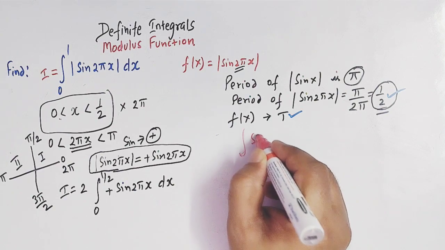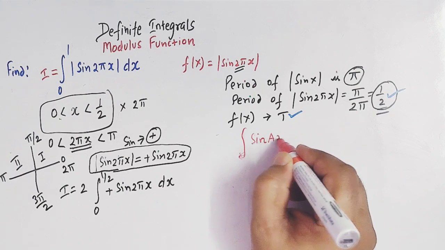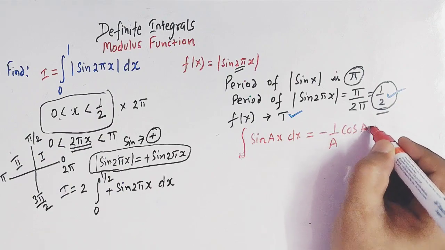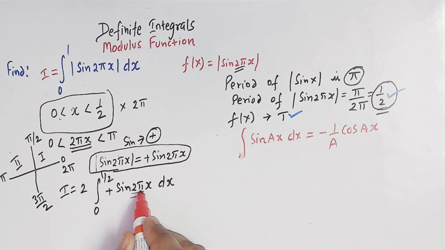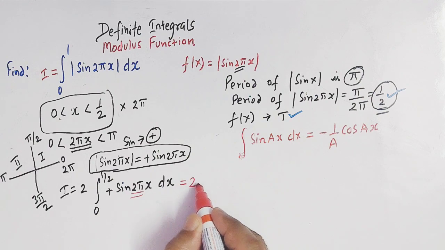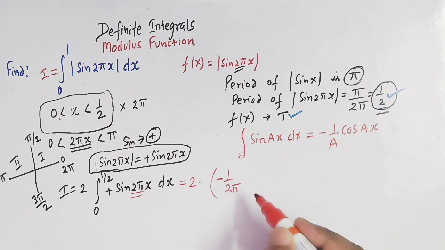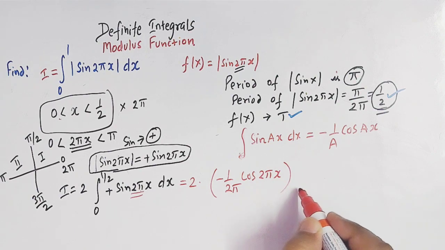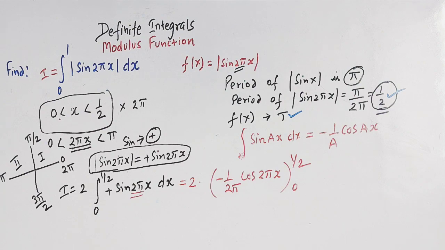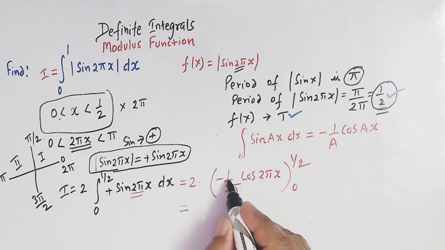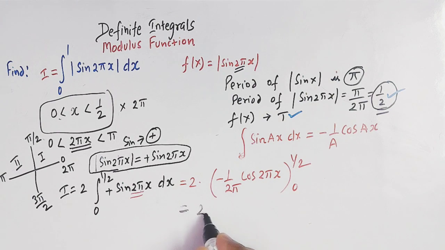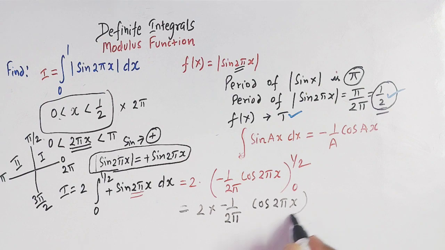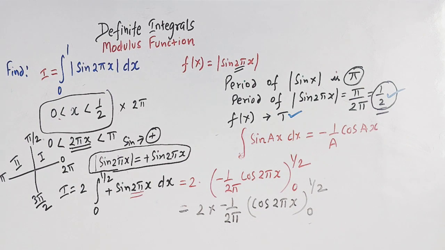So we know that the integral of sine ax dx is given by negative of 1 over a times cos of ax, and our a is 2 pi. So now this integral is 2 times minus 1 over 2 pi, and here we have cos of 2 pi x, and the limits of integration are from 0 to half. Now we can take this minus 1 over 2 pi factor outside, so we have 2 times minus 1 over 2 pi, cos 2 pi x, and limits are from 0 to half.